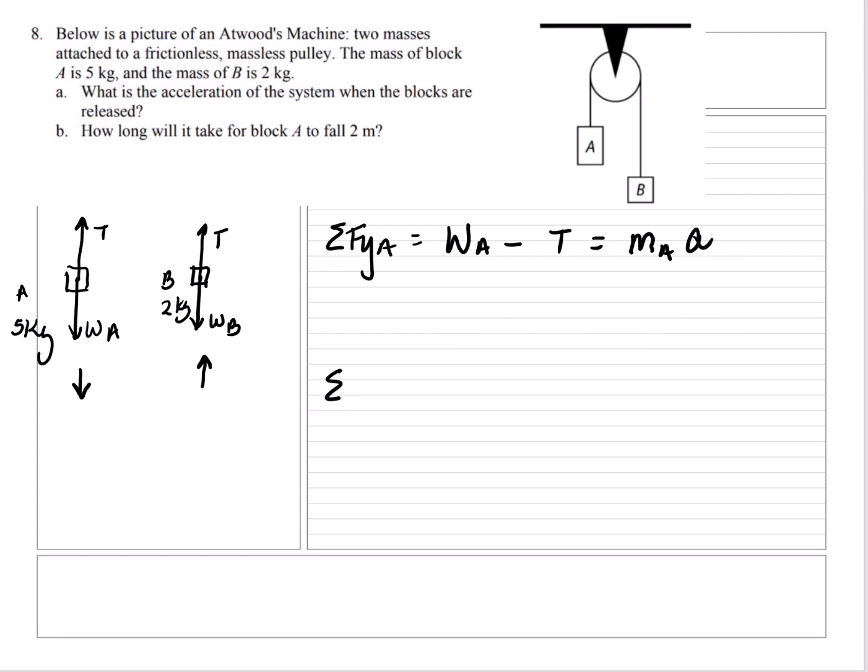Now I'm going to write an Fy equation for B. Since it's moving upward, I know T is positive, minus WB equals MB times A. Since the ropes are the same, the tension is the same. Since they are tied by one rope, the acceleration of the system will be the same. So now we have two equations, two unknowns. So we're going to solve for the T from the top one and plug it into the bottom one and solve for the acceleration.